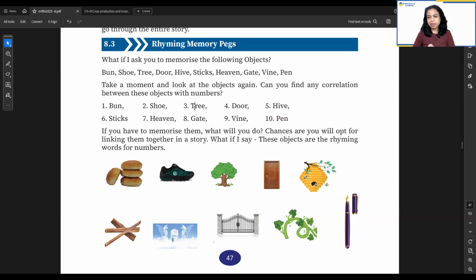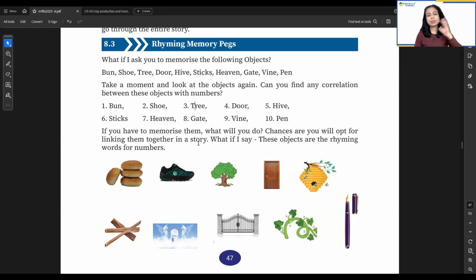But hear me again. Try to read these. I want you to actually read it loudly, all the words with the numbers. So let's read it together. 1 bun, 2 shoe, 3 tree, 4 door, 5 hive. Are you able to understand what's happening over here? You might see that these are actually the rhyming words for the numbers.